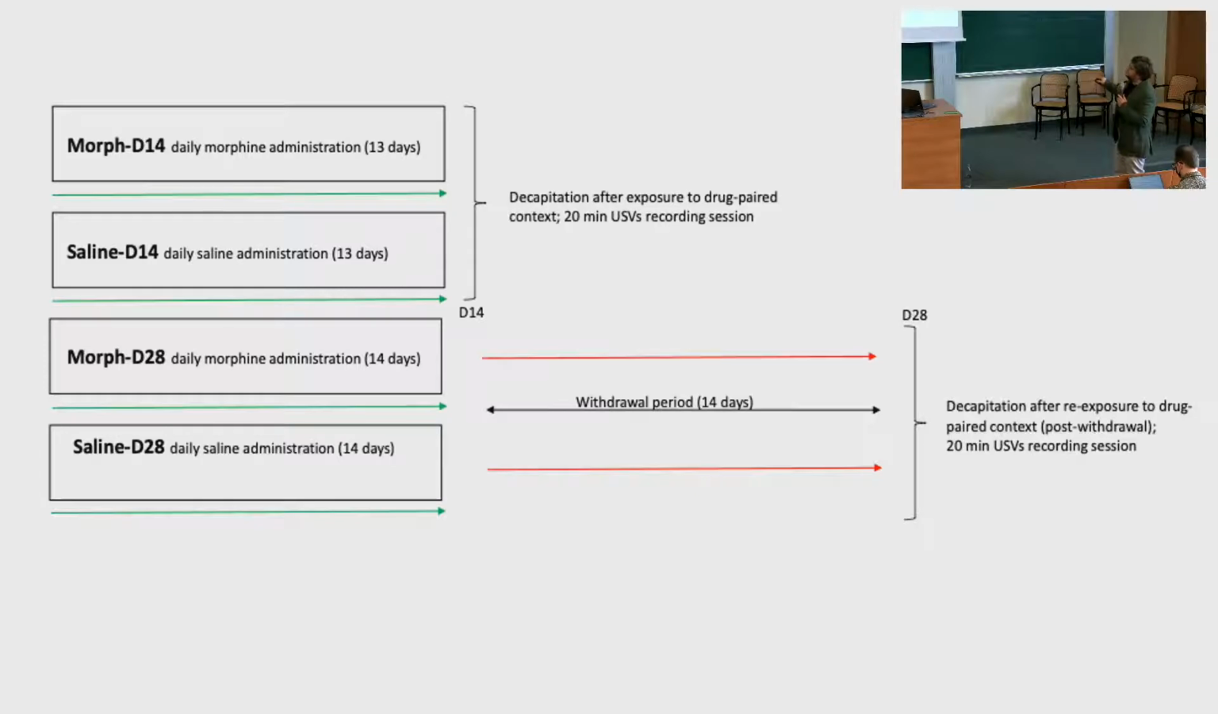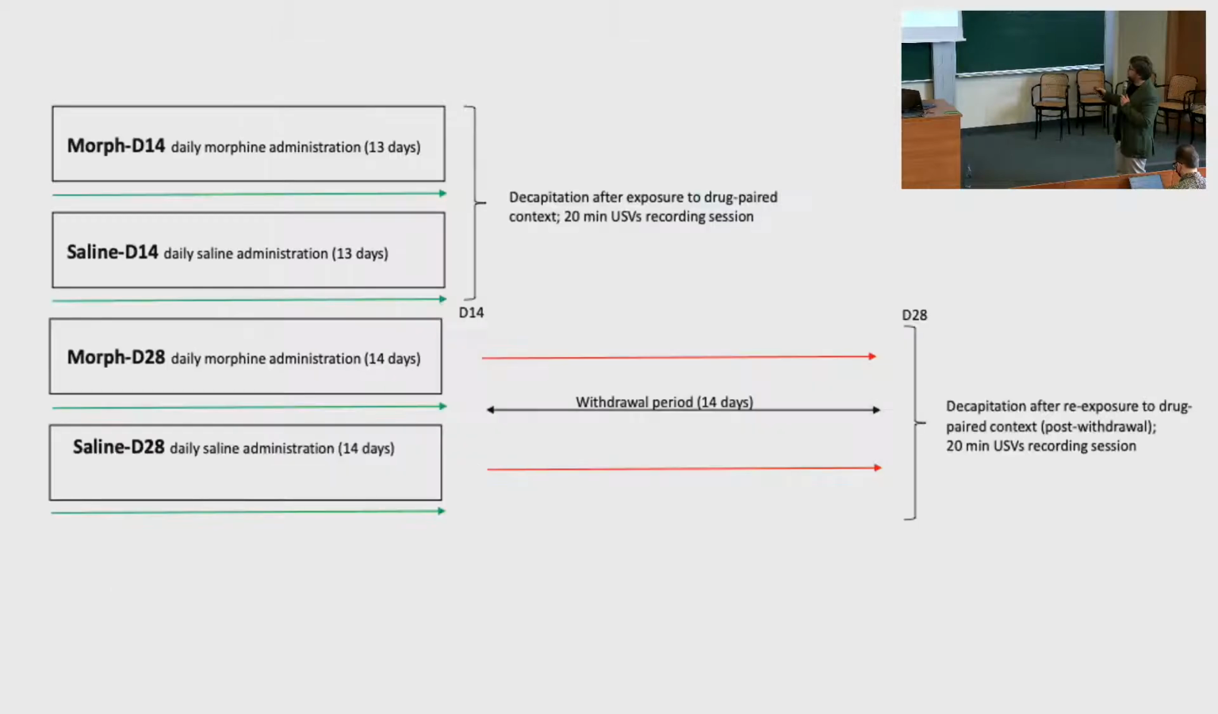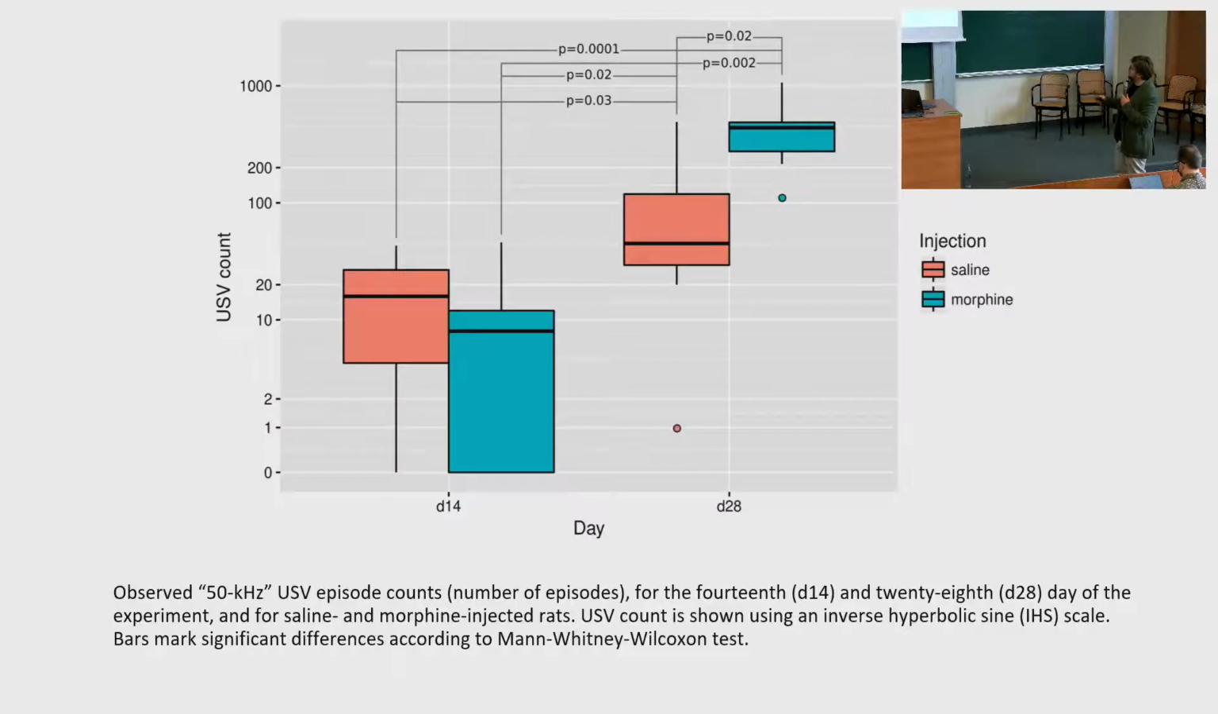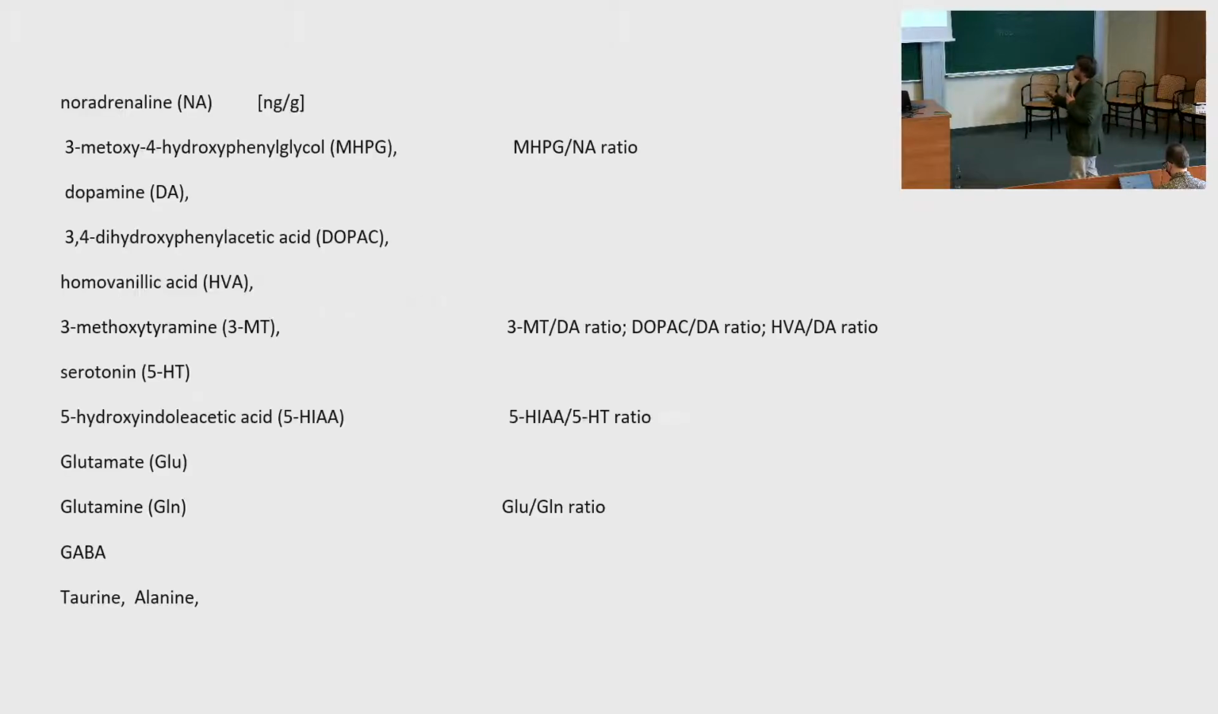We've got 4 groups. We've got the morphine group and saline group. The animals were decapitated before the withdrawal period or after the withdrawal period. So this is the group with the withdrawal, morphine and saline. Why did we do it? Because we found that there are a lot of sounds on day 28 after the withdrawal period, and we got far fewer sounds before the withdrawal period. So maybe the context-induced 50 kilohertz ultrasounds are an illustration of incubation of craving.